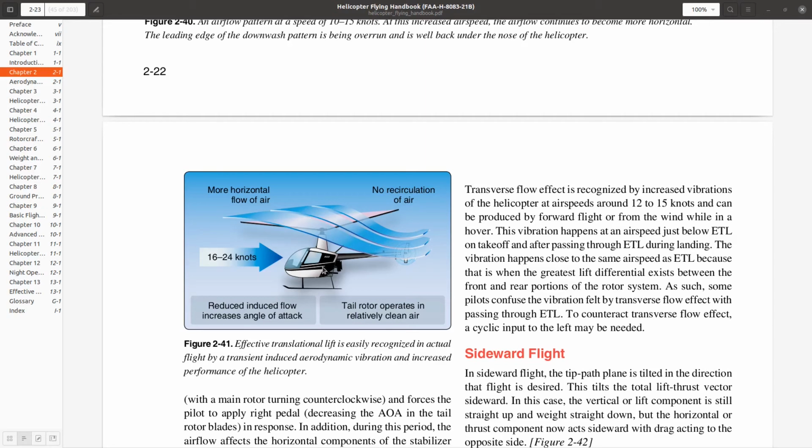Now you can detect this in a helicopter. You can sometimes hear it or feel it, or there might be a little bit of a shudder. Now, you might not notice it so much when you're taking off because you'll go through this pretty quickly, but you might notice it on landing a lot.